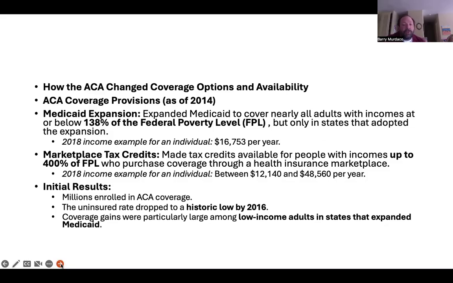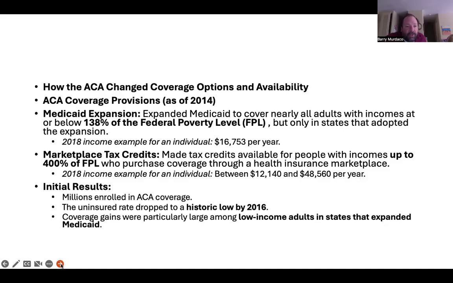Marketplace tax credits made tax credits available for people with incomes up to 400% of the federal poverty level who purchase coverage through a health insurance marketplace. 2018 income example. So again, that only goes up to about $50,000 per year. Allows you to buy a tax credit to make the insurance premium a little more affordable. But, again, even that's a very, very, very low level.